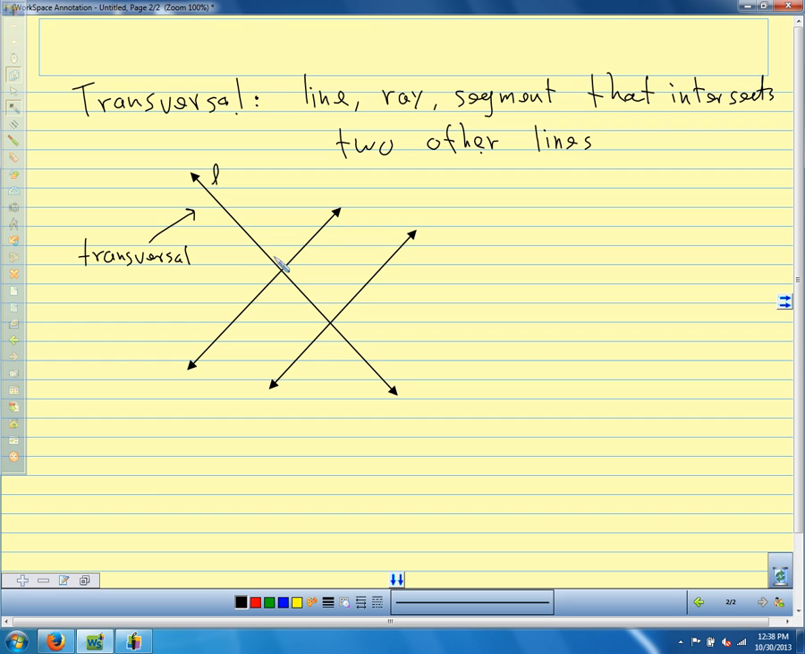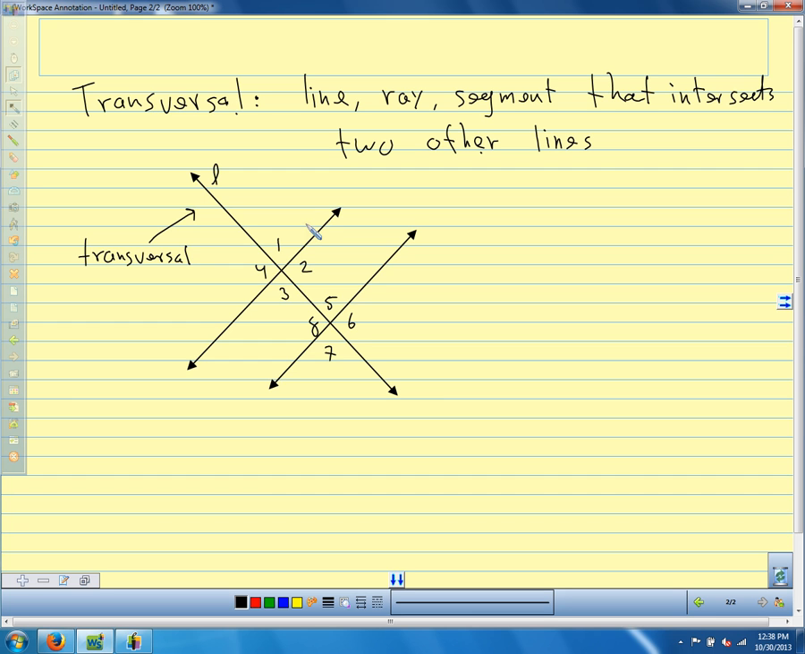And on your graphic organizer, all the angles are labeled 1, 2, 3, 4. This is already done on your graphic organizer. 5, 6, 7, and 8. What we want to do is name some of these. We give the names of some of these angles in pairs. We give them special names. So line L is a transversal. That's the line that cuts through the other two lines.